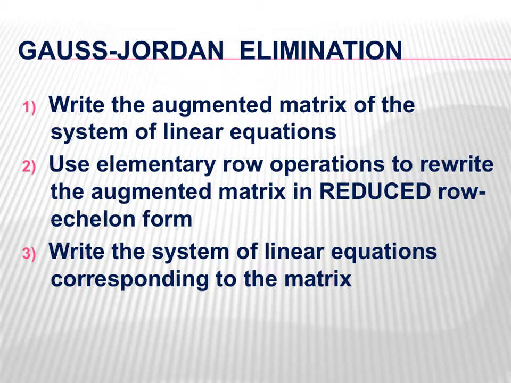So write the augmented matrix of the system of linear equations. Use elementary row operations to rewrite the augmented matrix in reduced row echelon. So this time, instead of just stopping at row echelon, we want reduced, which means 1, 0, 0, 0, 1, 0, 0, 0, 1. So your diagonal of ones with zeros below and above it, these will all be constants over here. So it's a little bit more work on the matrix side, but then once you're done, you can get straight to the x equals, the y equals, and the z equals without back substitution.